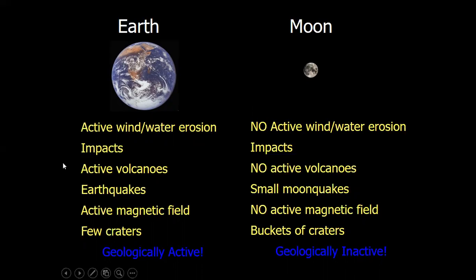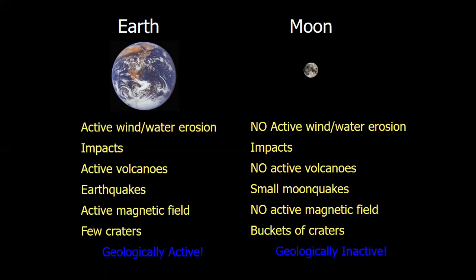There is evidence of impacts from asteroids on both Earth and Moon. On Earth, there are active volcanoes, but on the Moon, there are no active volcanoes. About the magnetic field, as you know, there's a good magnetic field on Earth, but on the Moon, there's no active magnetic field. That means there's no liquid iron core in the Moon. But in a couple of slides later, I'll talk about the Moon's interior structure. On Earth, we can see few craters, but on the Moon, there are so many craters, especially on the side that we cannot observe from the Earth.